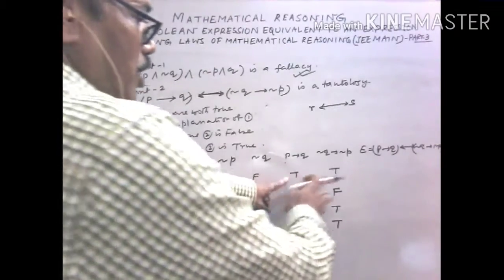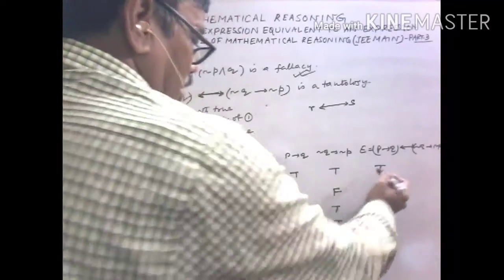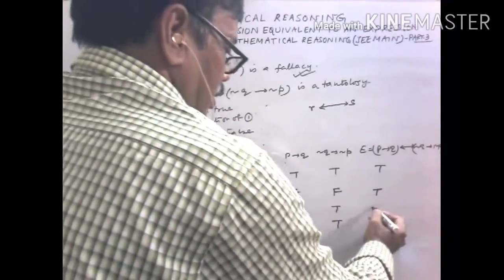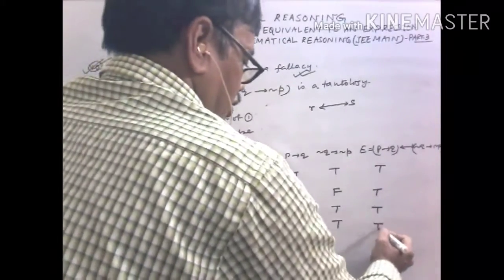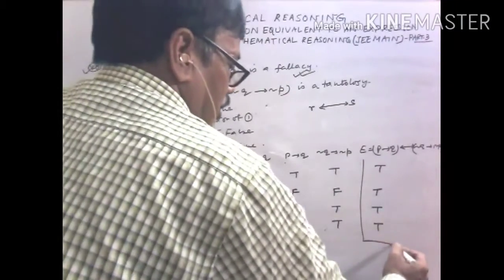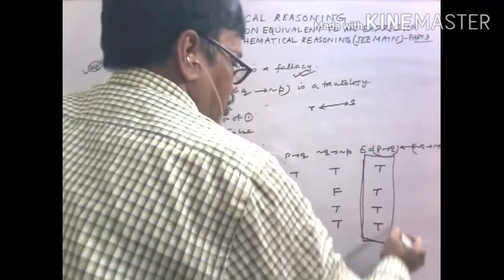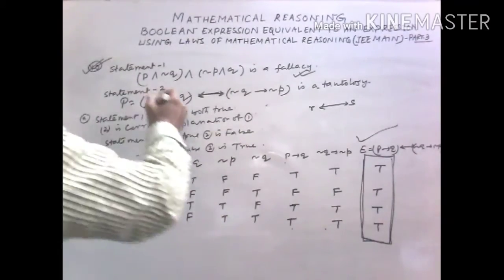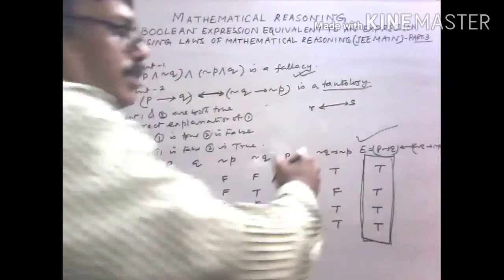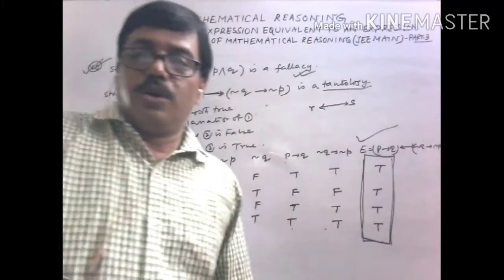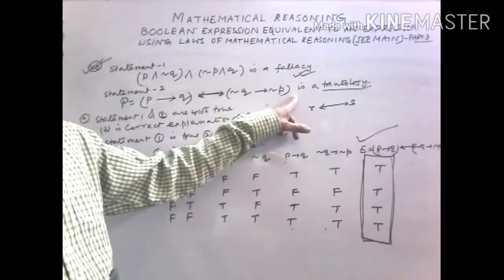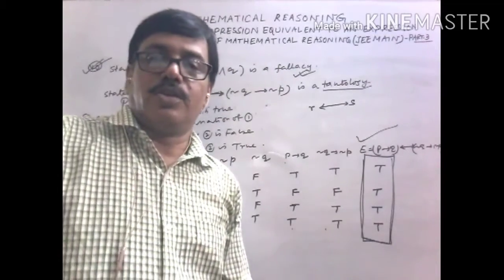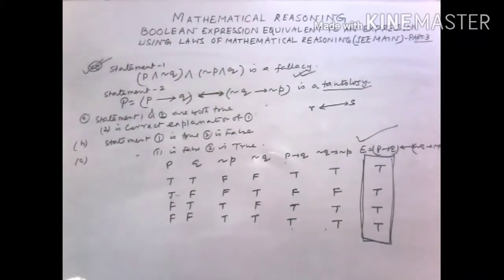So TT, this is T. FF, this is again T. TT, this is T. TT, this is T. So we are getting all truth values as T for the component E. Therefore, the second statement is a tautology. But the second one is not the reason for statement 1. So, which one is correct?